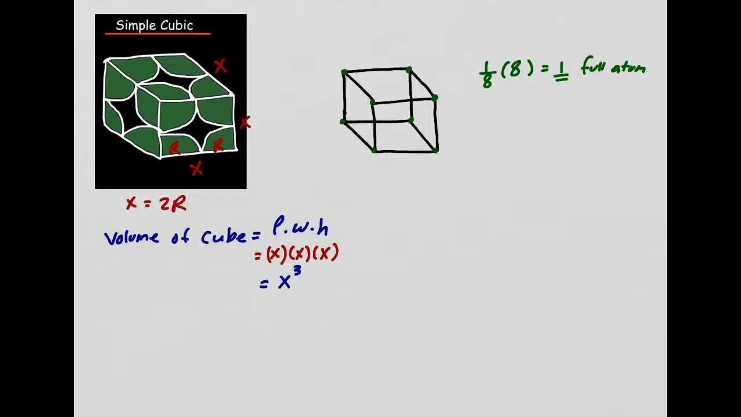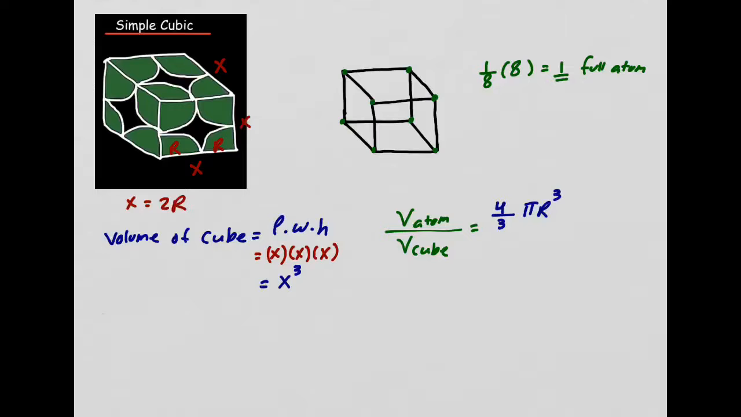Now, here's what we're going to do, and this is really cute. The volume of an atom over the volume of the cube. We're going to divide those together. Now remember, an atom is spherical. And a sphere has a volume. To calculate the volume of a sphere, you would use 4/3 times pi r cubed.